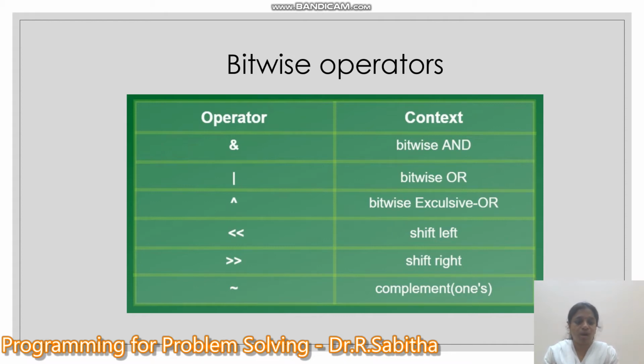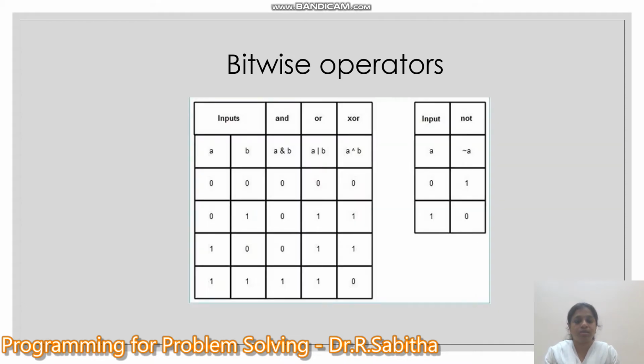So all these bitwise operations are based on the table given here. In this table you have values of a and b. We will see how the AND operation works. When both the values of a and b are 0, a AND b would be 0. When a is 0 and b is 1, the value of a AND b is going to be 0. Similarly, when a is 1 and b is 0, a AND b is 0. When both are 1, it is going to be 1.